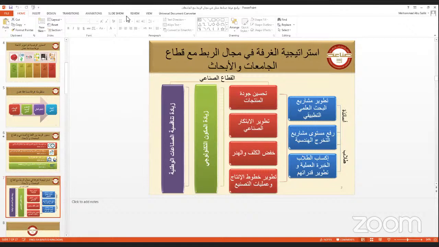Okay, I guess that we can move for the moment to the third best practice, and in case we can have the director, Mohammed Abu Salik, back, we will allow him, of course, to finish his intervention. But for the moment, let's switch to the third best practice, Dr. Mahmoud.